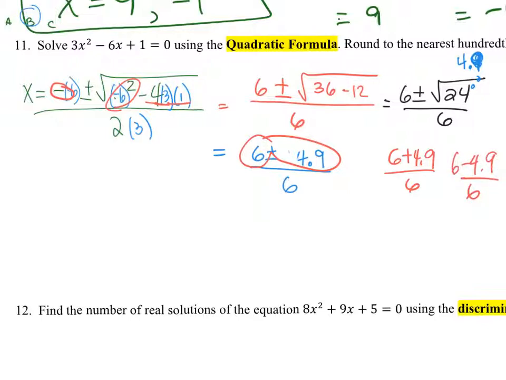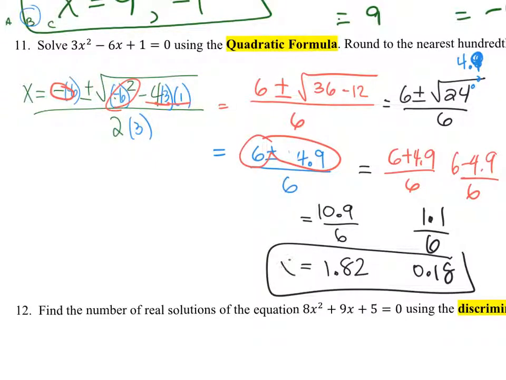So I do 6 plus 4.9, and what do I get? 10.9. 10.9 divided by 6 gives me what? 1.82, rounded to the nearest hundredth. And 6 minus 4.9 is what? 1.1 divided by 6, 0.18. These are the two values of x.